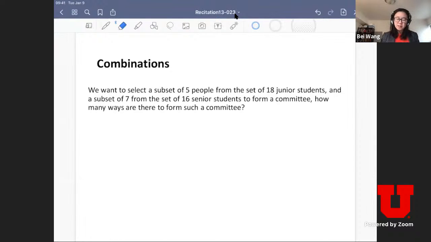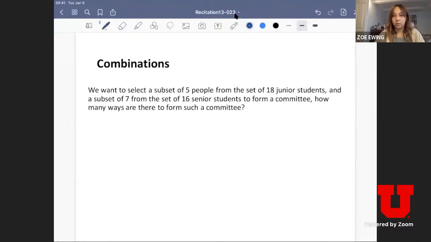And one thing to keep in mind, does the order matter in this case? I see some people shaking heads. So the order does not matter, okay? So if order does not matter, then the hint is you're going to use the C formula, not the permutation formula. Okay, so do I have a volunteer? Yeah, a couple people in the chat said combination of 18 choose 5 and 16 choose 7.